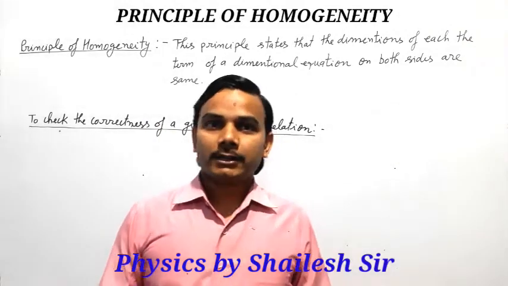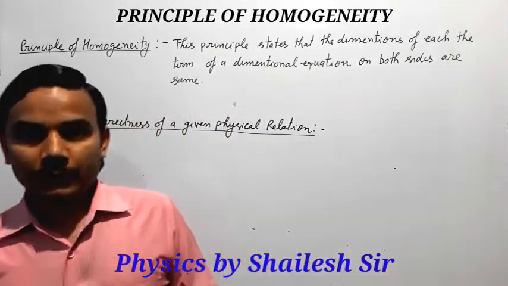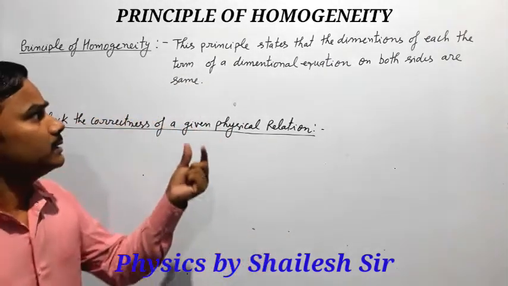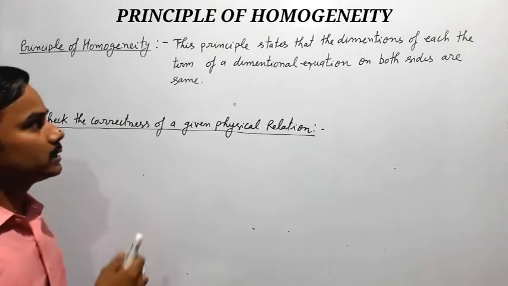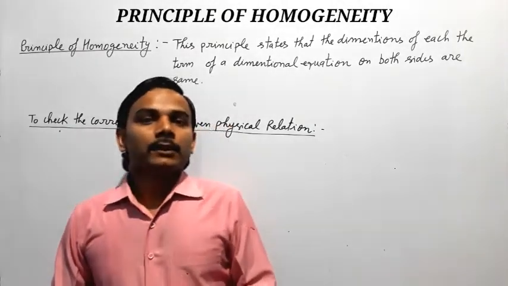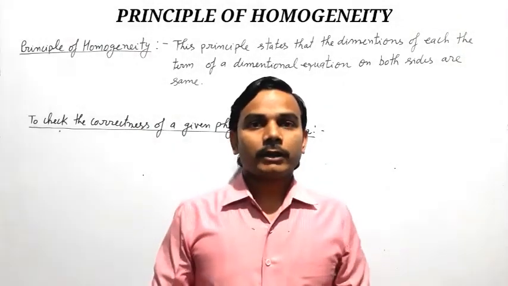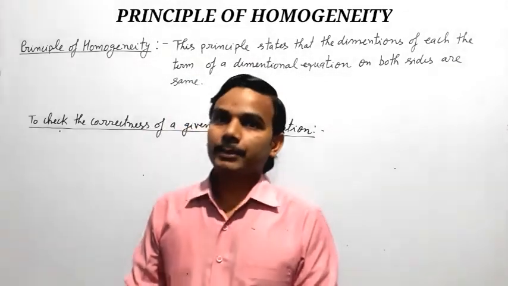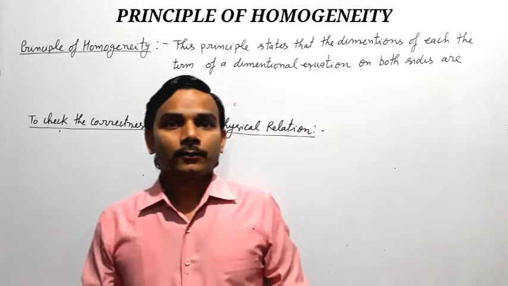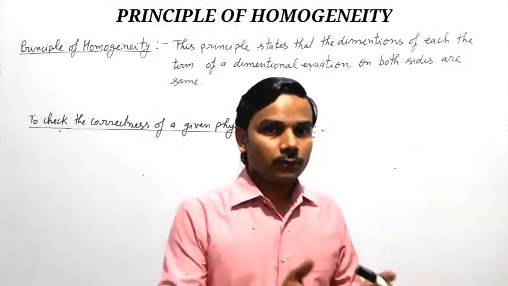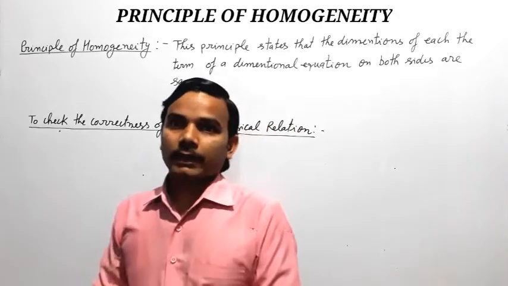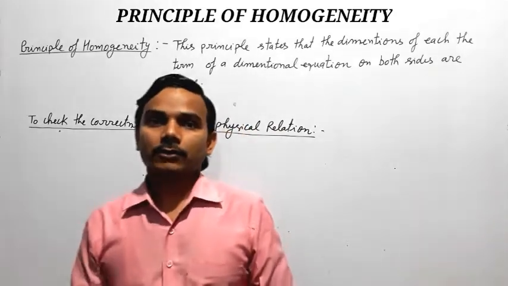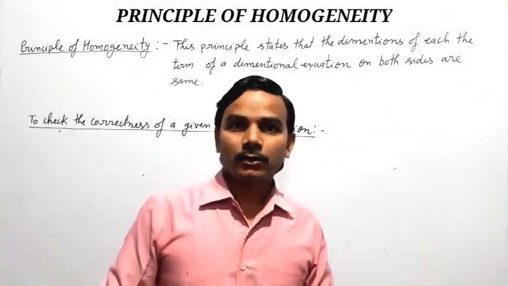So let us start with the principle of homogeneity. According to this principle, the dimensions of each term of a dimensional equation on both sides are the same. Or we can say those physical quantities which have the same dimensions can be added, subtracted or compared. Suppose force can be added with force, velocity can be added with velocity, distance can be added with distance. We cannot add distance with time or any other physical quantity. So this is the principle of homogeneity.